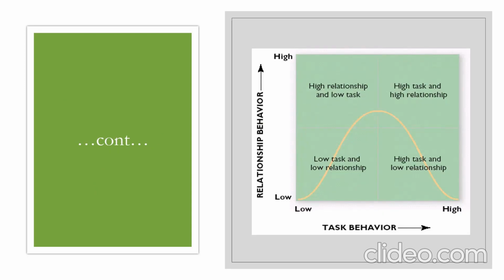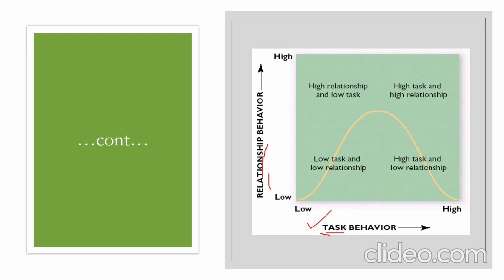For the Hersey and Blanchard life cycle theory, there are two main behaviors of a leader which the leaders should focus on. The combination of these behaviors, the first one being task behavior and also the relationship behavior, will produce the different styles of a leader for the Hersey and Blanchard life cycle theory. On this side is the task behavior and on this side is the relationship behavior. So what is meant by task and relationship behavior?